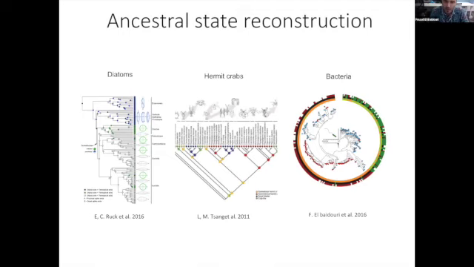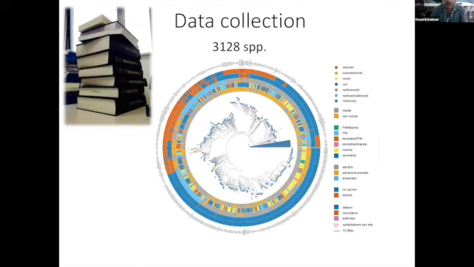So while this approach was mostly used for eukaryotes, there are these two examples where it has been used for microbes, prokaryotes. To reconstruct this phenotype, we collected data for over 3,000 bacterial and archaeal species for 22 phenotypic traits. I went through all the volumes of Bergey's Manual of Systematic Bacteriology and also the LPSN database.